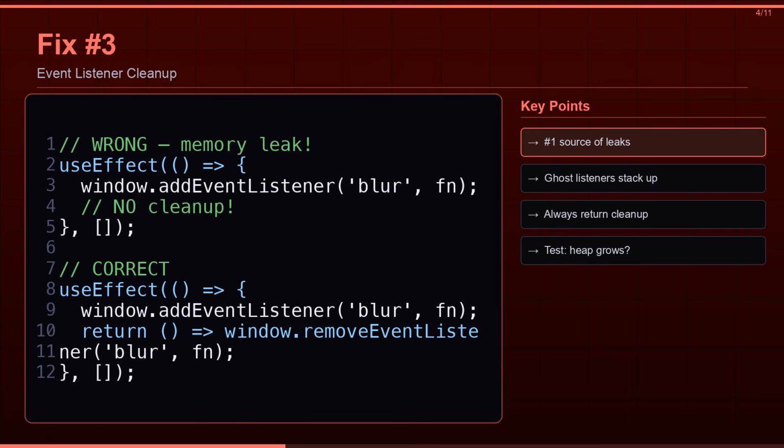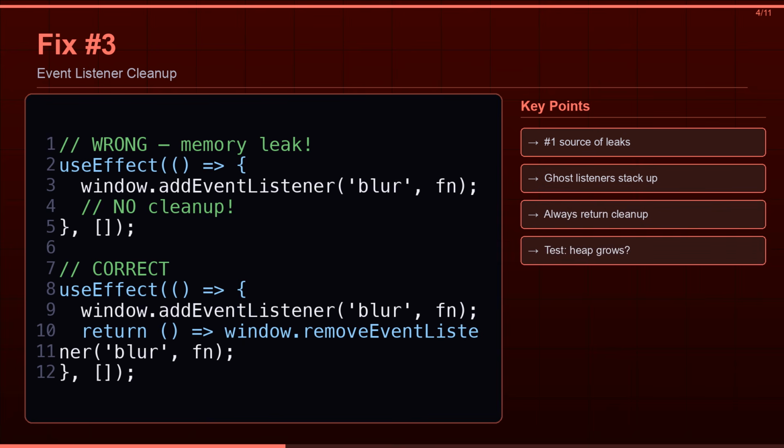Fix number 3. The most critical one. Always clean up event listeners. The original code had addEventListener calls with no corresponding removeEventListener. Every time the component remounts, a new listener stacks on top of the old one. After 10 minutes of use, you have dozens of ghost listeners eating memory. Always return a cleanup function from useEffect.